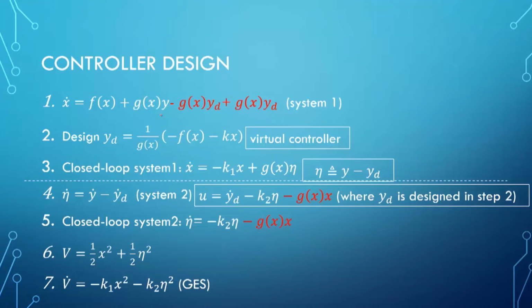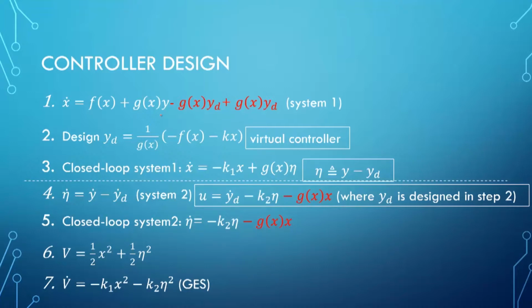Now by that design, the controller is designed as this. We have designed two controllers: a virtual control and the true control, which physically exists. The true control is the one you need to implement, but the virtual control is just an auxiliary term. So we design it as this. You can substitute, you can use that u here.